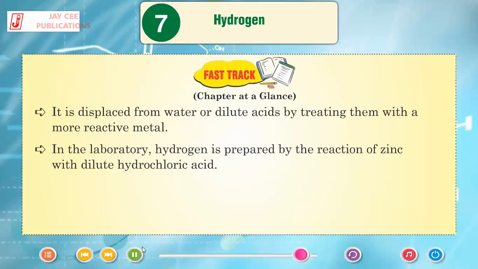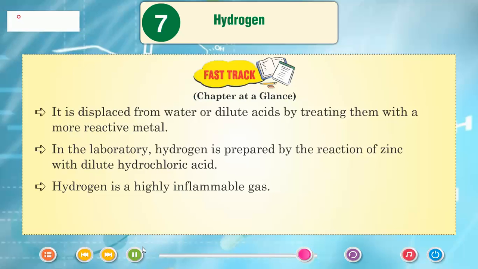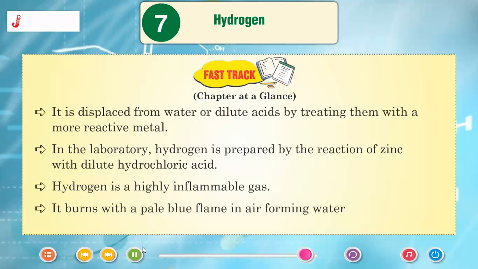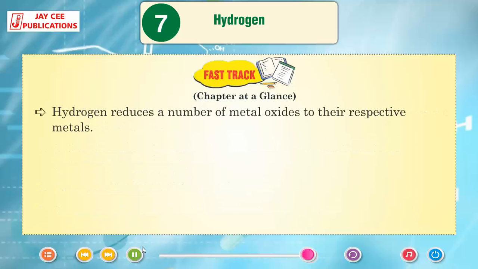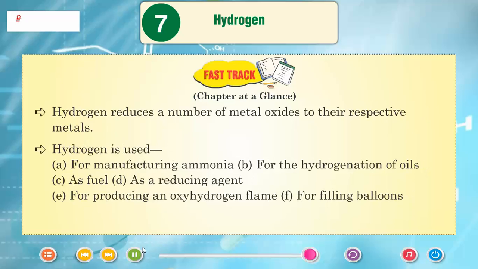In the laboratory, hydrogen is prepared by the reaction of zinc with dilute hydrochloric acid. Hydrogen is a highly inflammable gas. It burns with a pale blue flame in air, forming water. Hydrogen reduces a number of metal oxides to their respective metals. Hydrogen is used for manufacturing ammonia, for the hydrogenation of oils, as fuel, as a reducing agent, for producing an oxyhydrogen flame, for filling balloons.